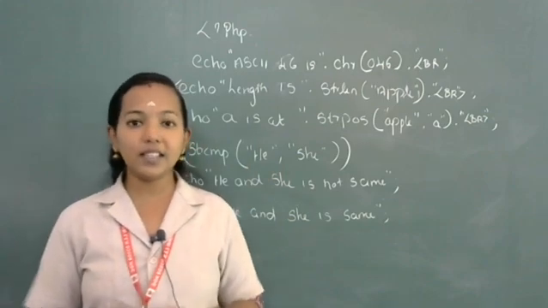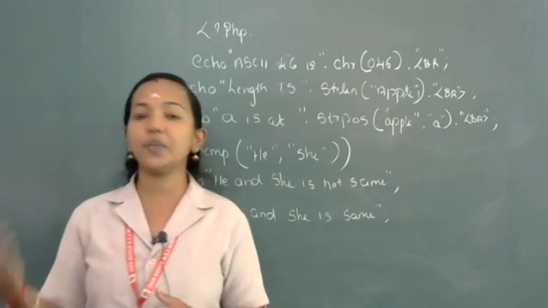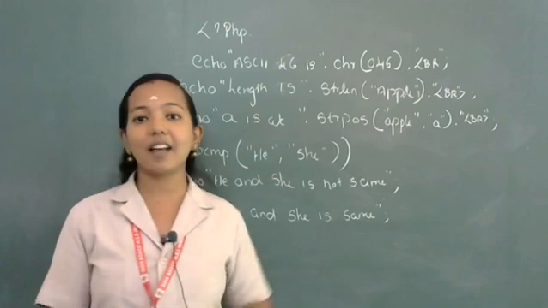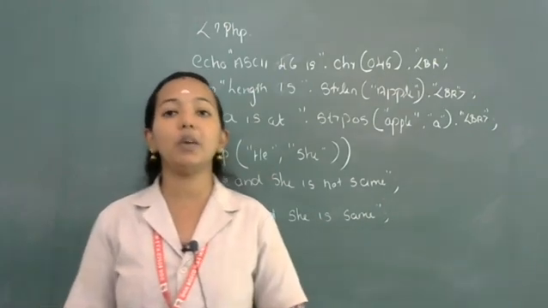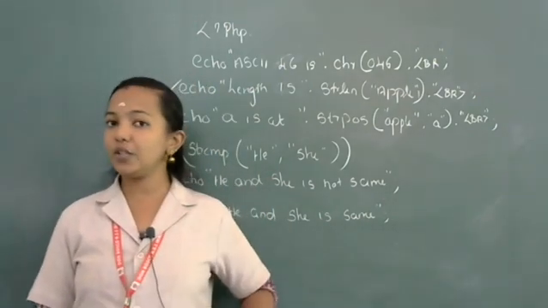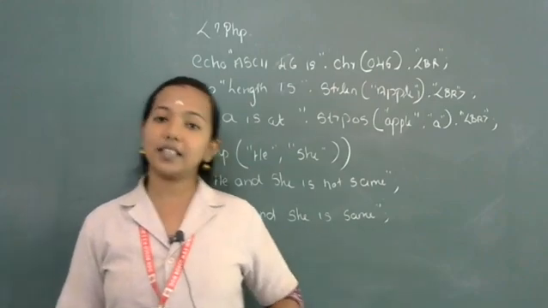Okay. So by this the function section is over. Next we are going to discuss the 3-tier architecture of PHP. It's very important.